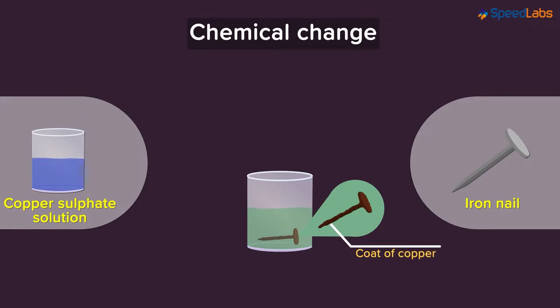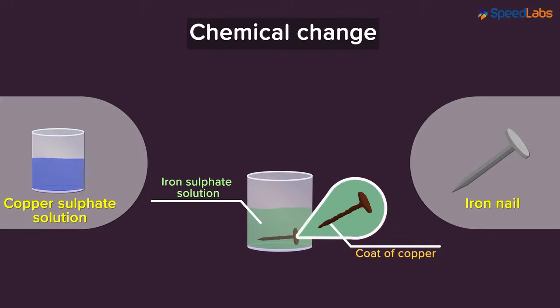Yes, the copper from the copper sulfate solution gets deposited on the iron nail, and the copper sulfate solution turns to an iron sulfate solution. Now, isn't this an amazing example of chemical change? I think it is. The last change in our list is the one which we see in our daily lives.